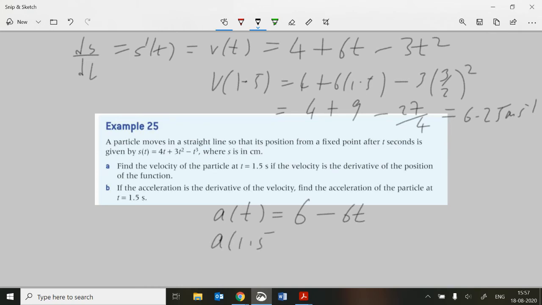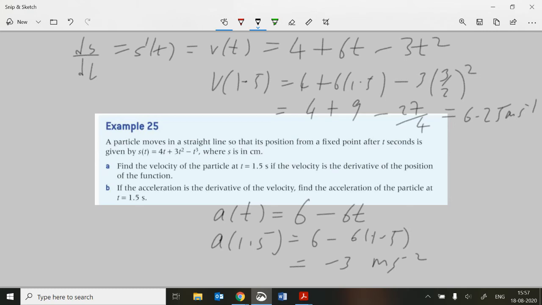And then we're putting in our 1.5 here. So 6 minus 6 lots of 1.5. So take away 9 is giving us minus 3 meters per second squared. There we go. So at this particular point, at 1.5 seconds, we can see that the speed is decreasing.